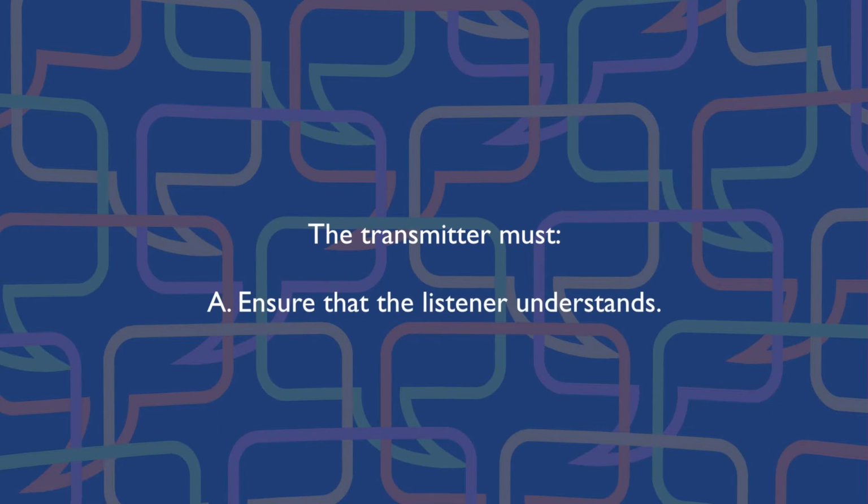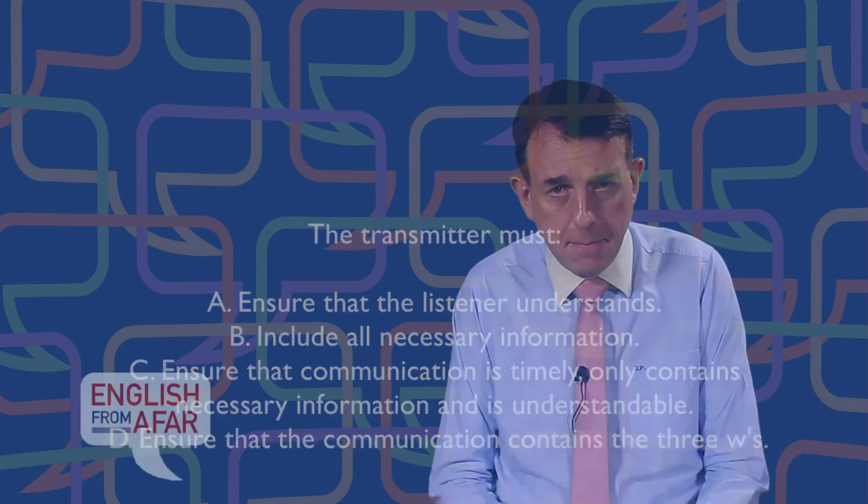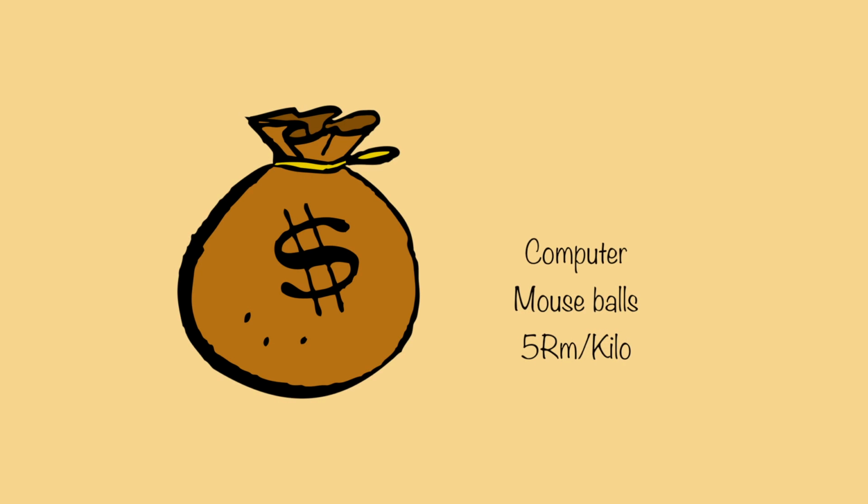But critically important is that nothing can mitigate the essential points, which are: firstly, it's the speaker who must ensure that the listener understands. Secondly, include all necessary information or confirm that information omitted is already known. Thirdly, make sure that the communication is timely, contains only the necessary information, and is in words the listeners can understand. And fourthly, include the 3 W's. Add one word to our earlier example and everything changes.